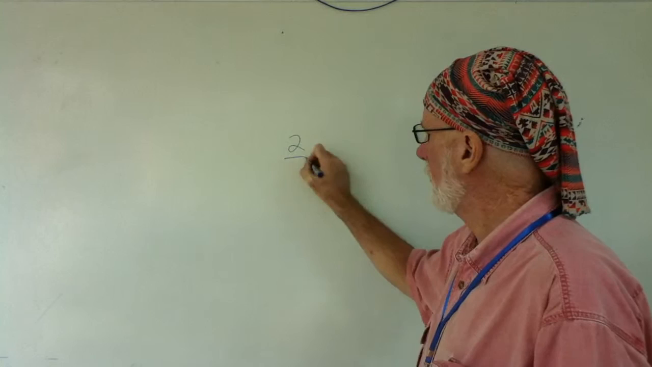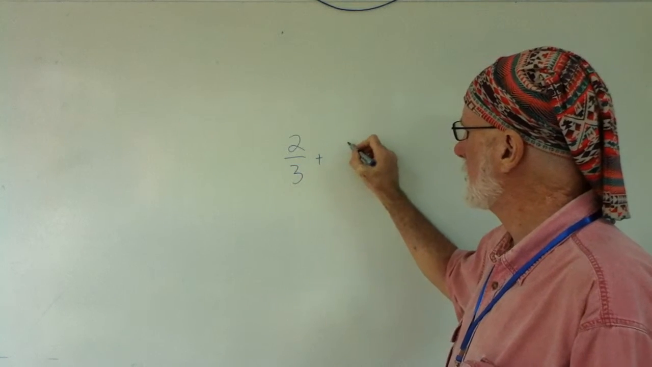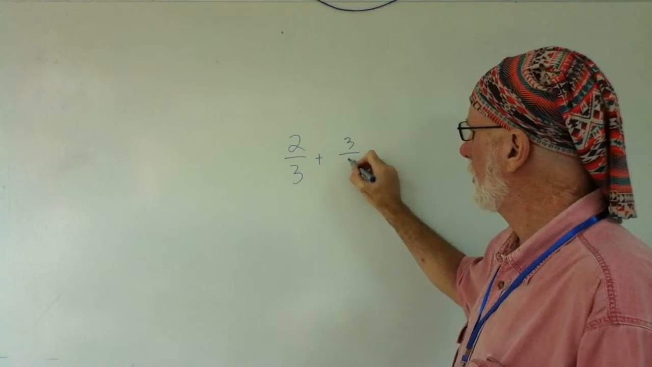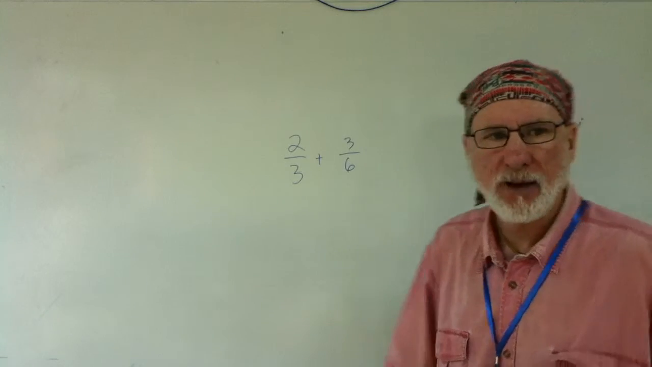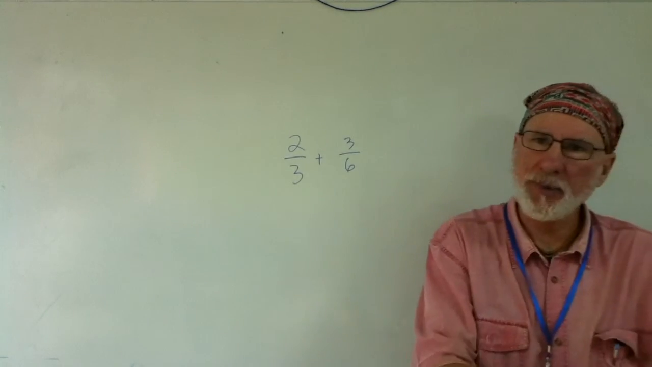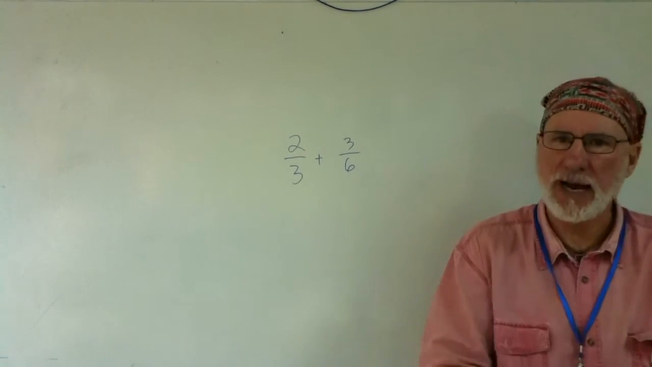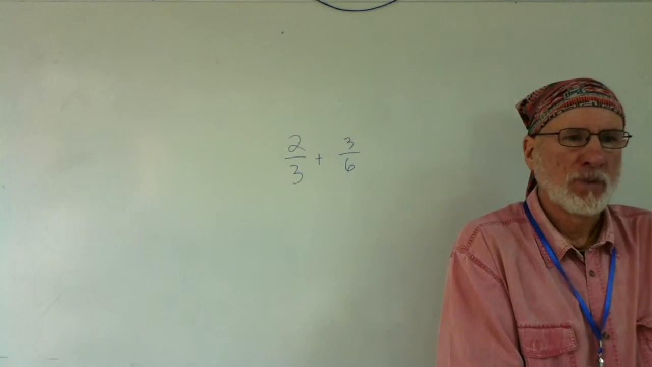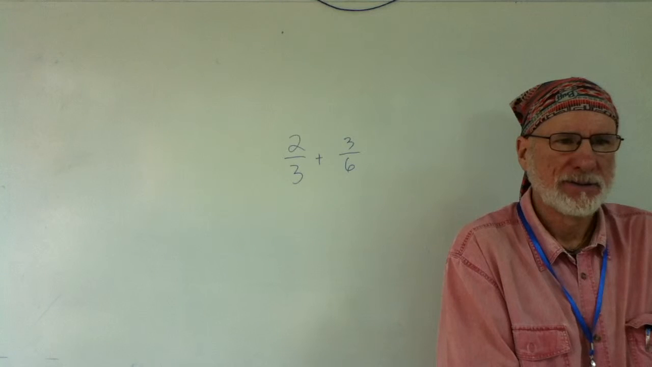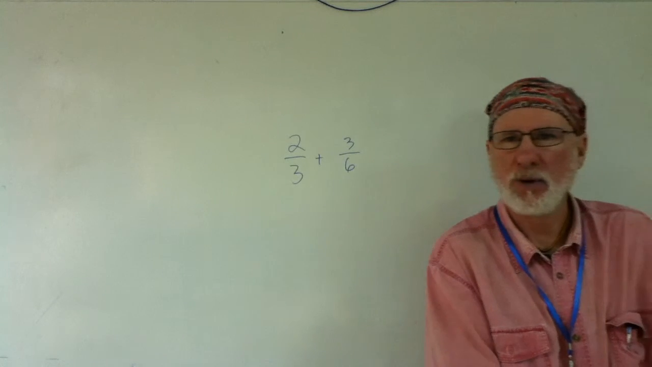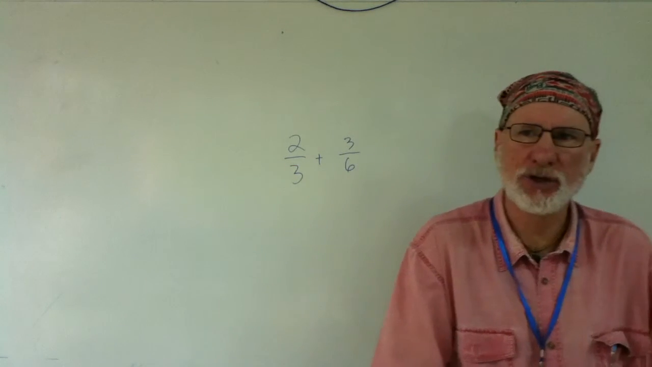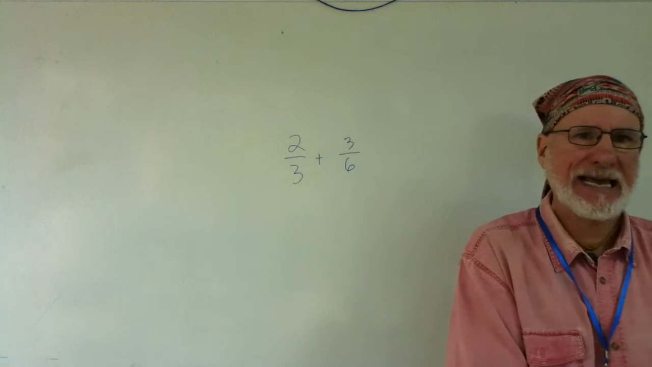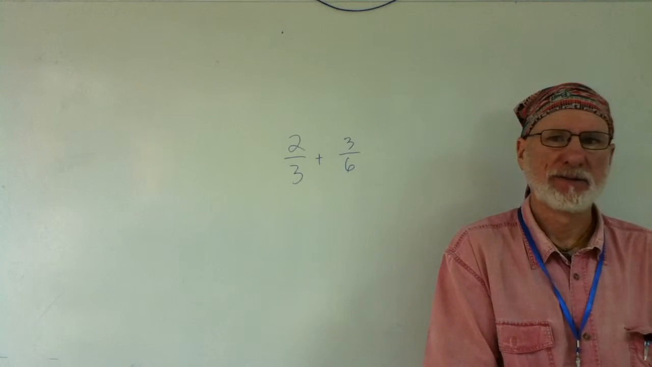Let's say 2 over 3 plus 3 over 6. Okay? Now, what do I have to do when I do addition or subtraction? What do I have to find? Same denominator. What do we call that? What do we have to do to come up with the same denominator?